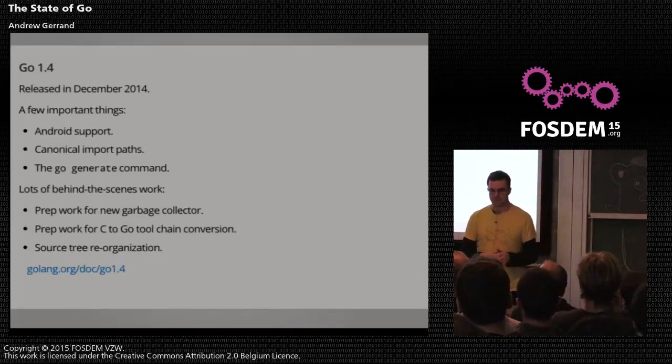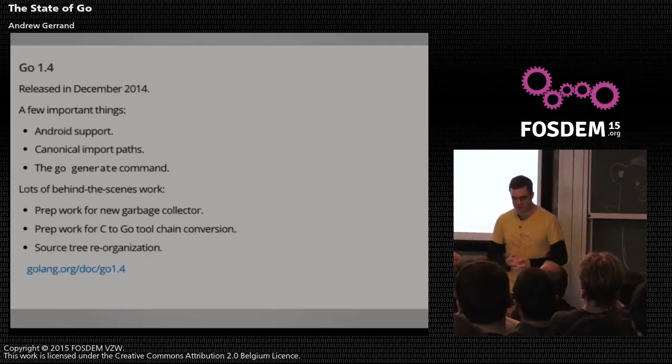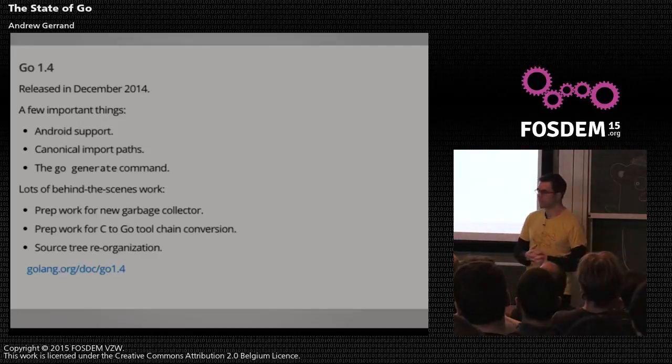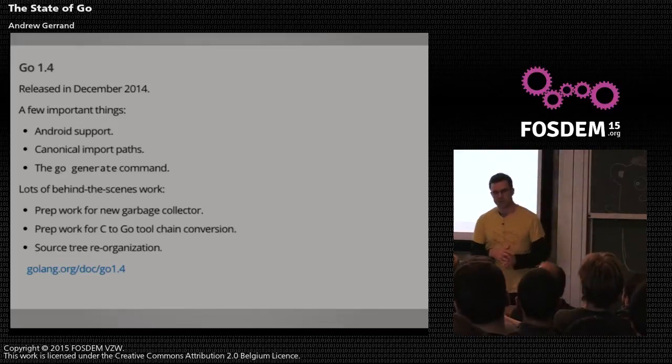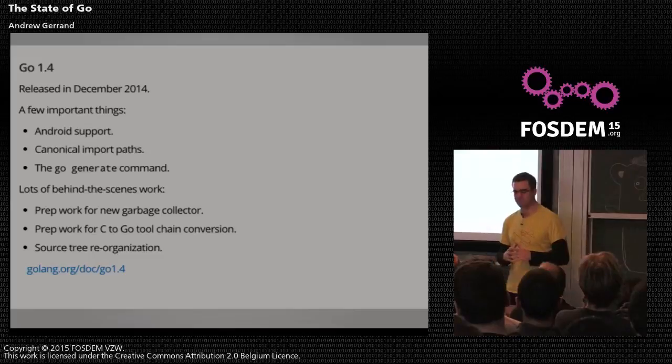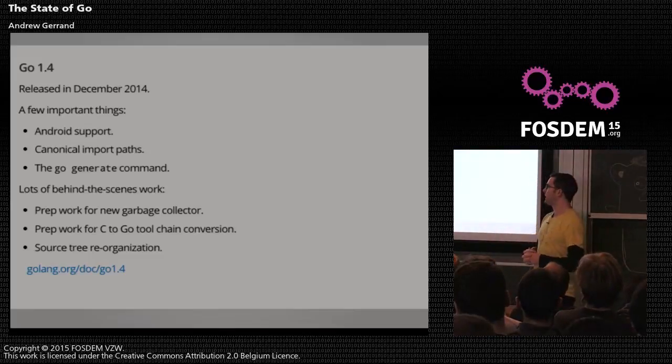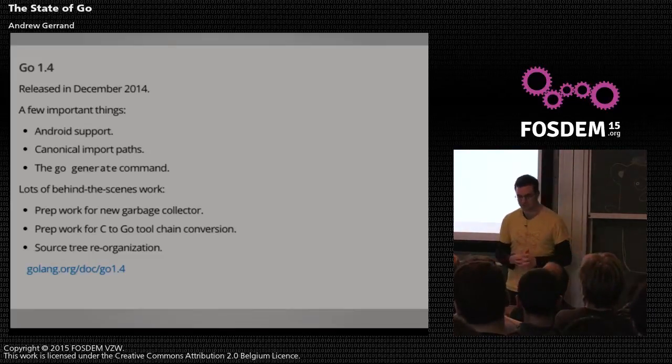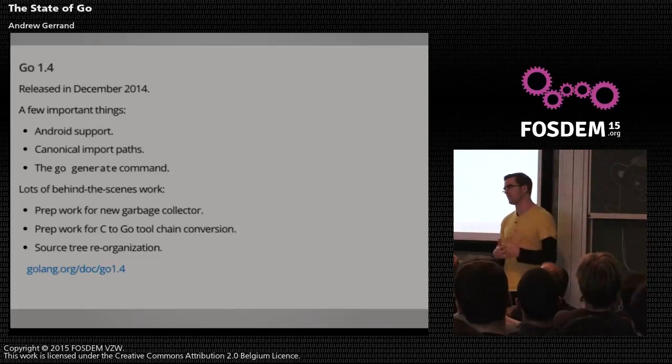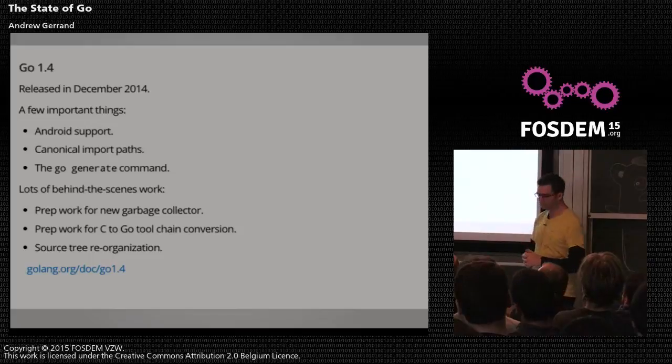So a little bit about what happened last year. In December we released Go 1.4. There were some important things about it, like we introduced the beginnings of Android support. The canonical import paths thing was actually pretty important in a sort of subtle way to do with the community and making sure everybody's using packages with the right import paths. And the Go generate command is also pretty interesting, and I think we're only at the beginnings of seeing what people are using that for.